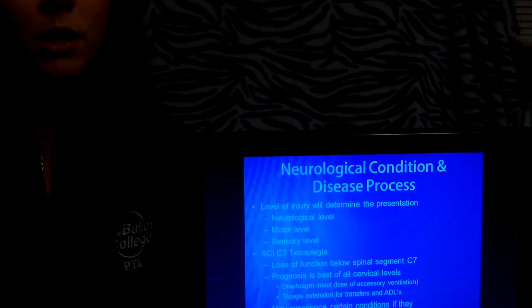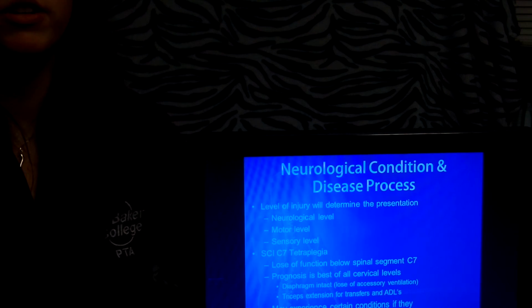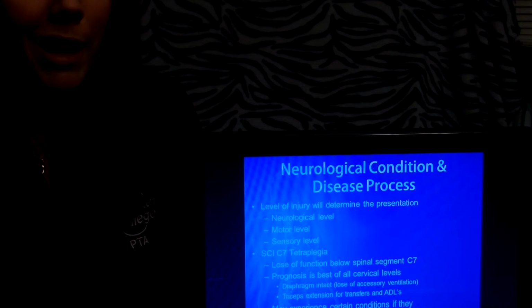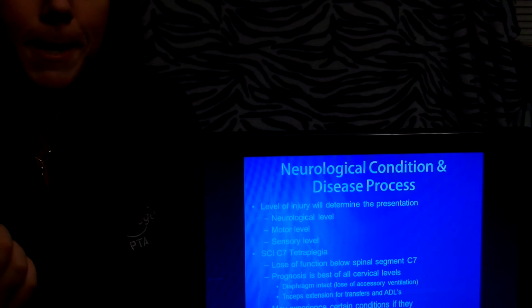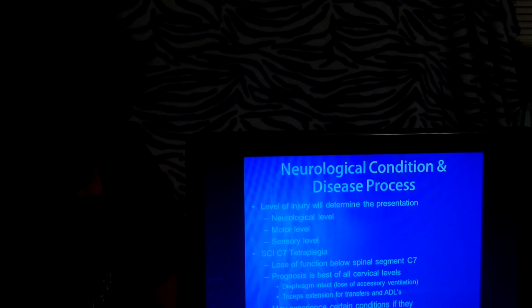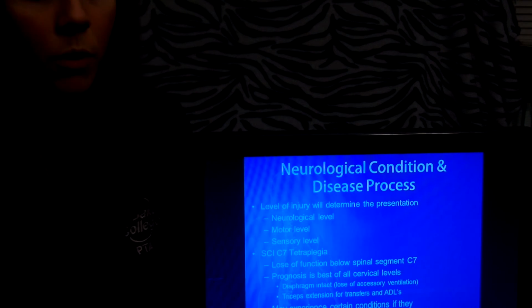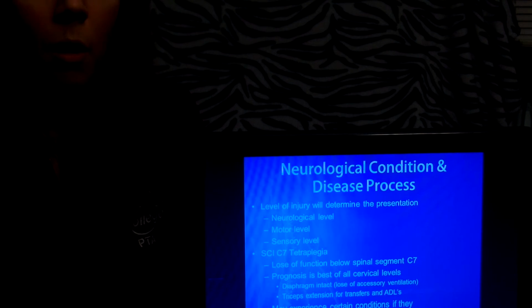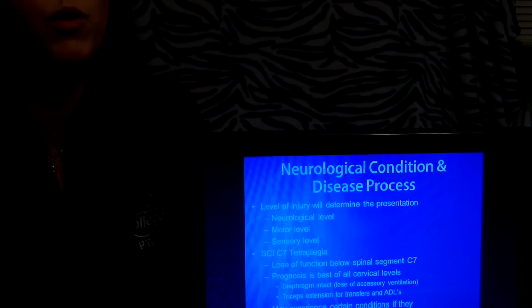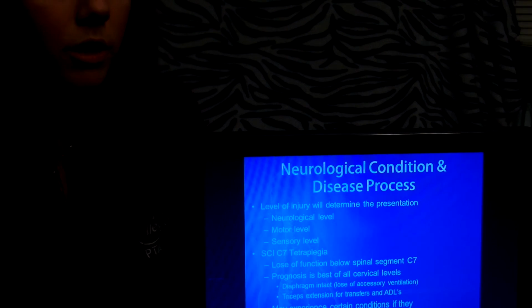One of the main things that's really important about C7 injuries is that they still have elbow extension, which is really important when it comes to any kind of transfers, and of course pressure relief to prevent any pressure ulcers. Also with spinal cord injuries, they may present with other cord signs or symptoms, such as anterior cord disease. That's really common with incomplete injuries in the cervical region.